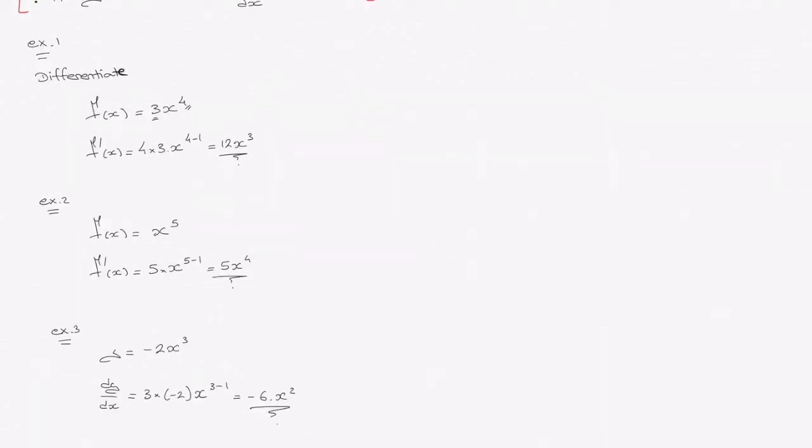Okay, let's look at one more example. I'll just write exercise 4 there. Let's say we have to differentiate f of x equals 6x. Well, in this case, the key or the trick really is to see that 6x is the same thing as 6 times x to the power of 1. We just never write the power of 1 when we write x. So do keep that in mind.